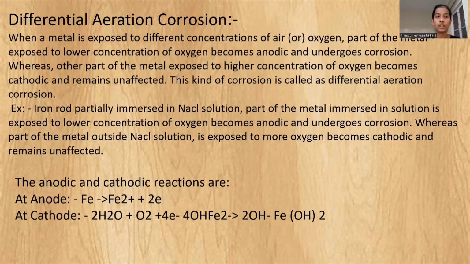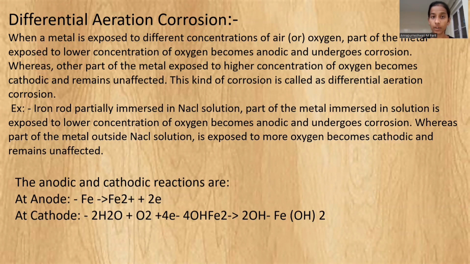Differential aeration corrosion is nothing but when a metal is exposed to different concentrations of air or oxygen, the part of the metal exposed to the lower concentration of oxygen becomes anodic and undergoes corrosion, whereas the other part of the metal exposed to the higher concentration of oxygen becomes cathodic and remains unaffected. This type of corrosion is called differential aeration corrosion.